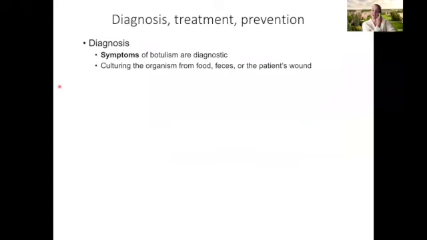Diagnosis of botulism, kind of like tetanus, it's mostly the symptoms that are going to tell us what our person has had. We can, again, culture the organism from food. So if a person has eaten home canned food of some sort, if they bring that in, we can try to culture the organism from that, from a person's feces, because it'll be shed in their feces, or from a wound if it's wound botulism. But again, these are slow growers, they're anaerobic, so they're tricky to grow in the lab.